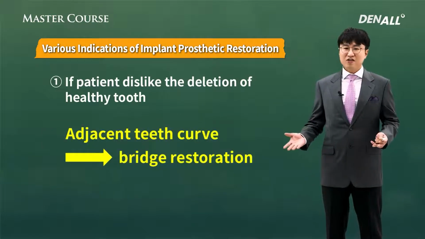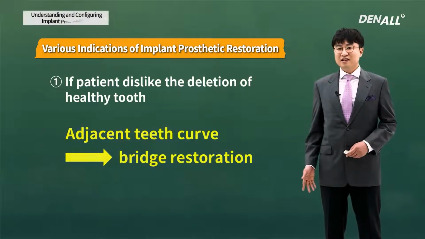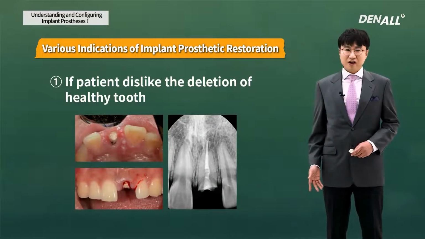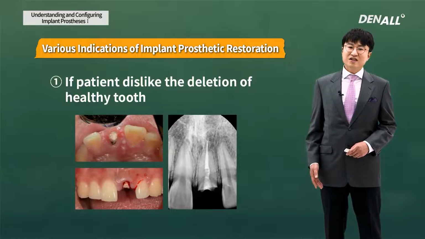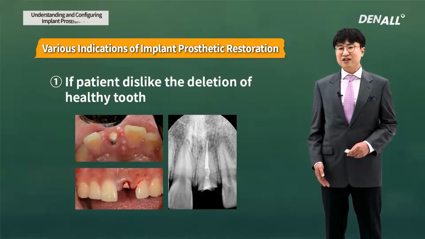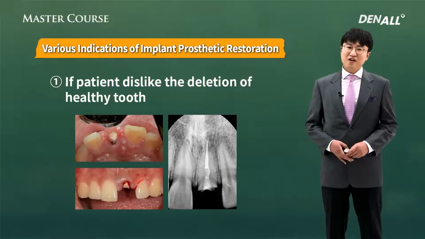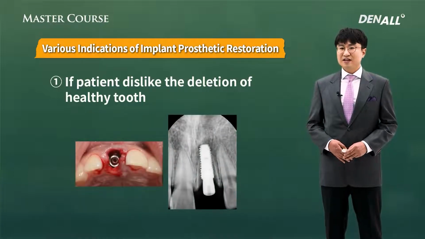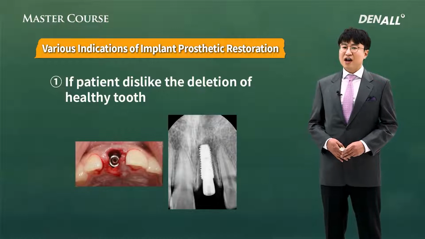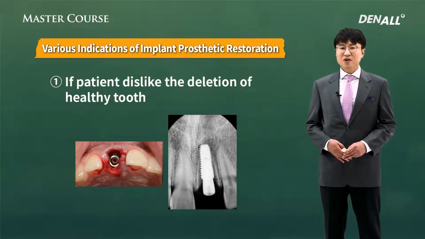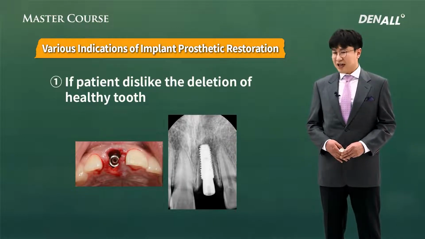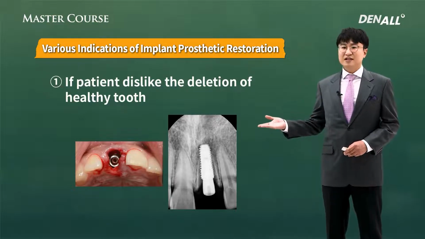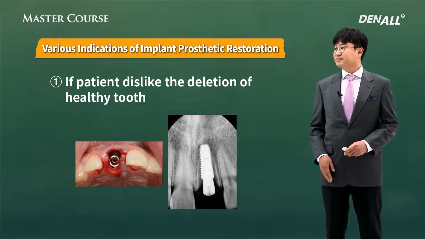But rather than such unique cases, when the bone and soft tissue conditions are okay and the patient also wants implants rather than prepping healthy teeth, if you opt for implant restoration, again, you don't have to delete or prep healthy adjacent teeth. And this was a case where I did immediate placement.